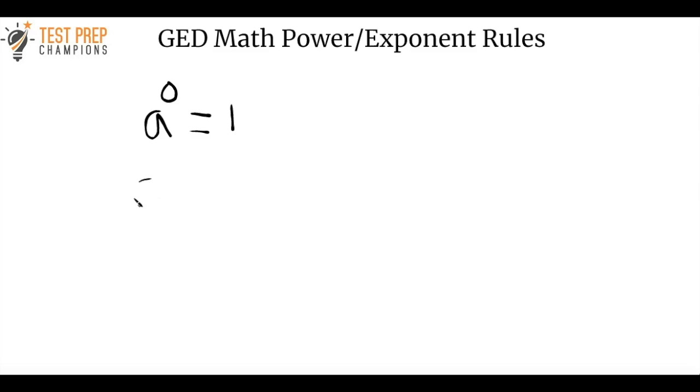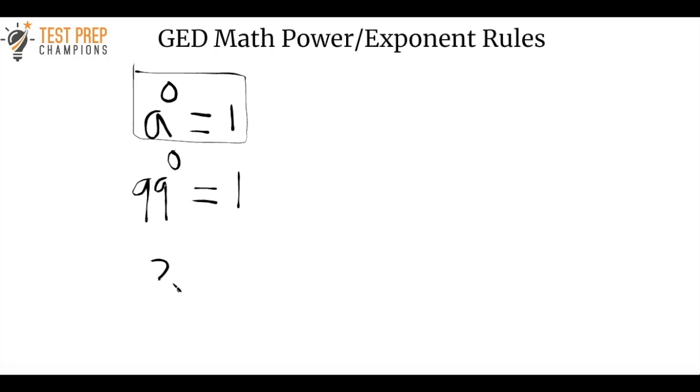So for example, let's just pick a random number here. Let's say 99. What if I said, solve this question here: 99 raised to the power of 0, what's the answer? Well, you just have to remember this general rule, that any number raised to the 0 power is equal to 1. Again, it doesn't matter what it is.